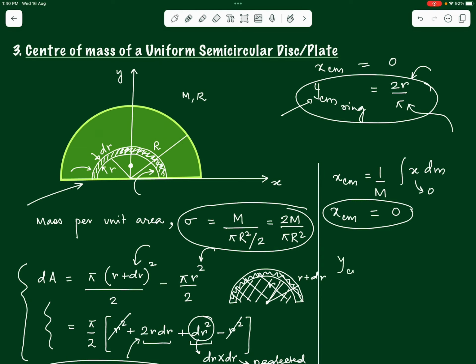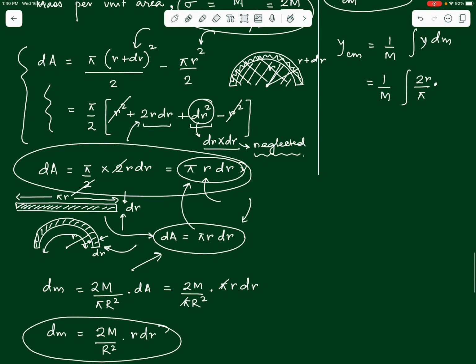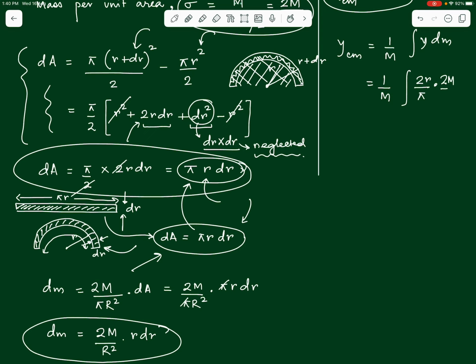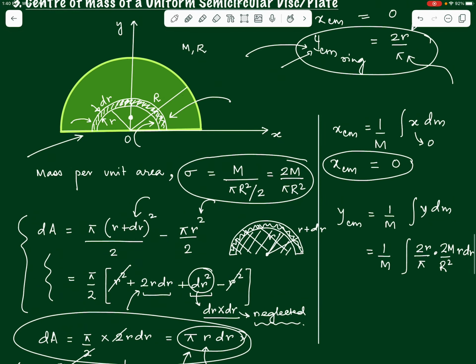Now what about the y coordinate of center of mass, which by definition is 1 by M integral of y dm. What is the y coordinate of this elemental half ring? Can we use this formula that we have derived in the previous exercise? We say that for an elemental ring of radius small r, its center of mass itself will lie at 2r by pi from the origin, from the point O, into dm. dm we have just now calculated. It is 2 times capital M by capital R squared into small r dr, right? So this is the integral that we are supposed to solve, and we have to put the limits also.